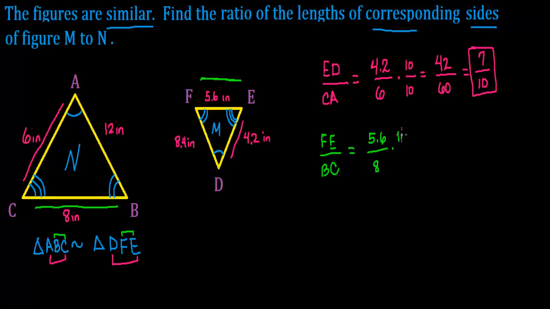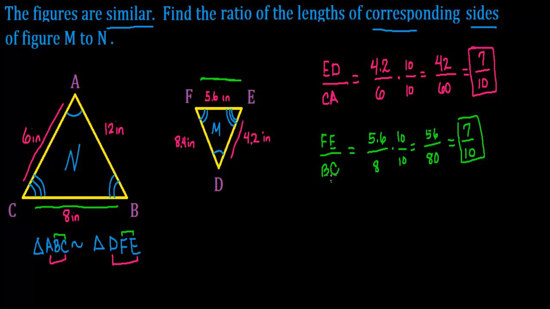Again, I'm going to multiply by 10, numerator and denominator, so I move this decimal point once over. This becomes 56 over 80. And that equals, if we simplify by 8, 8 goes into 56 7 times, and 8 goes into 80 10 times. Notice how we got the same exact ratio as we did with the other corresponding sides.